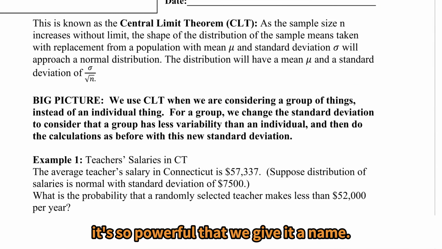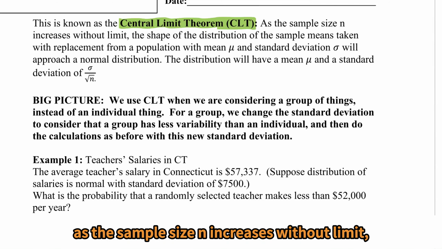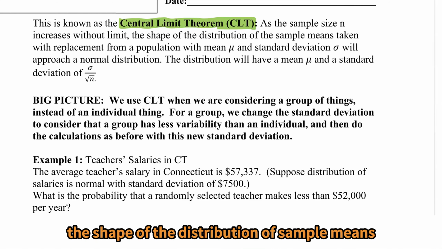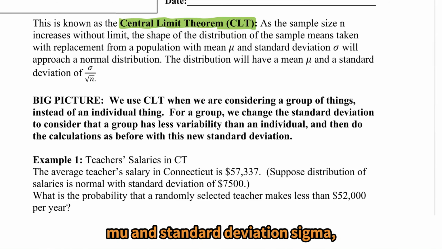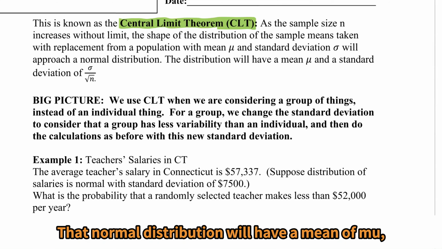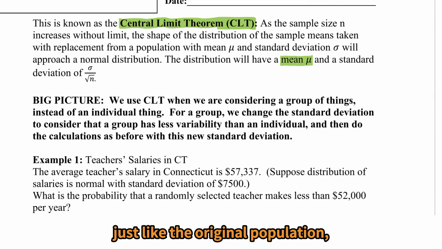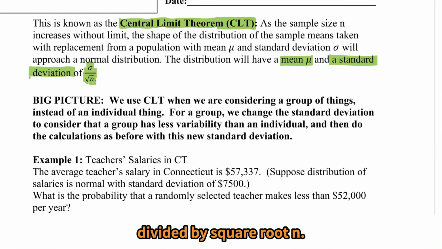It's so powerful that we give it a name. This is called the central limit theorem. As the sample size n increases without limit, the shape of the distribution of sample means taken with replacement from a population with mean mu and standard deviation sigma will approach a normal distribution. That normal distribution will have a mean of mu just like the original population and a standard deviation of sigma divided by square root n.